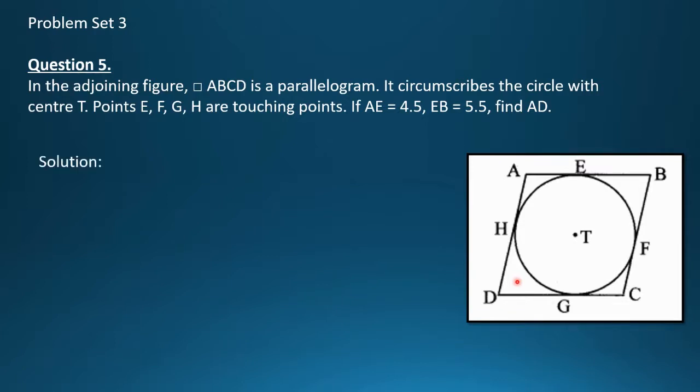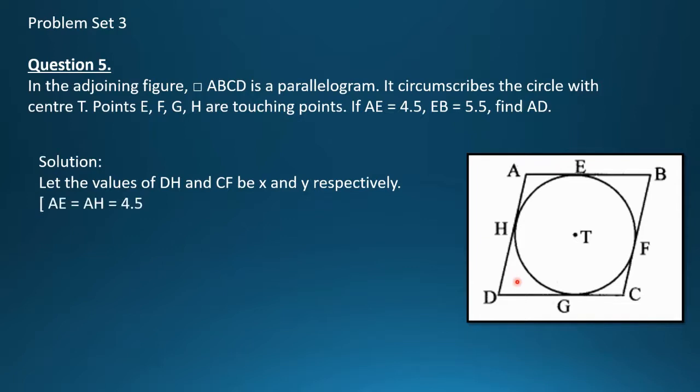Let's start with the solution. Let the value of DH and CF be X and Y respectively. So we'll say DH to be X and CF to be Y. AE equal to AH equal to 4.5. If you see, AE equal to AH and both of them are 4.5, because we know by tangent theorem, tangents that are drawn from a point outside the circle will be equal or congruent to each other. So AE will be equal to AH, and if AE is 4.5, AH should also be 4.5.